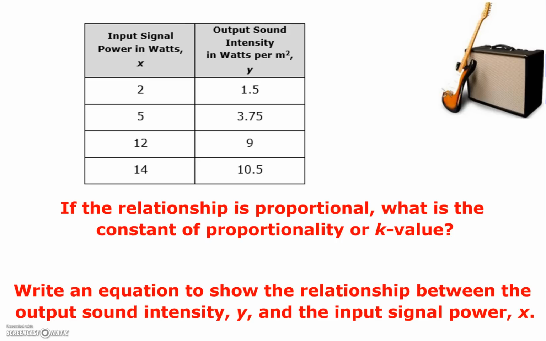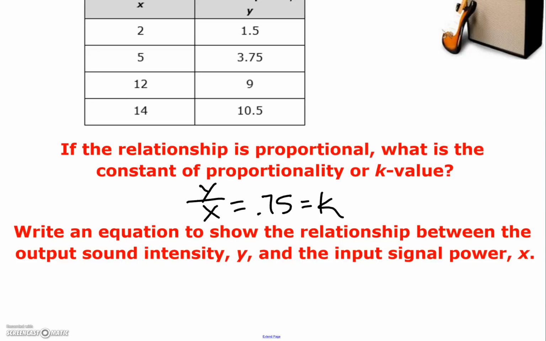So, if the relationship is proportional, what is the constant of proportionality, or K value? Remember, we already figured this out. Y divided by X equaled 0.75, which is also known as your K. It says, write an equation to show the relationship between the output sound intensity, Y, and the input signal power, X. Remember, Y equals KX. So Y equals 0.75x. And this should all be a review of this weekend's video.